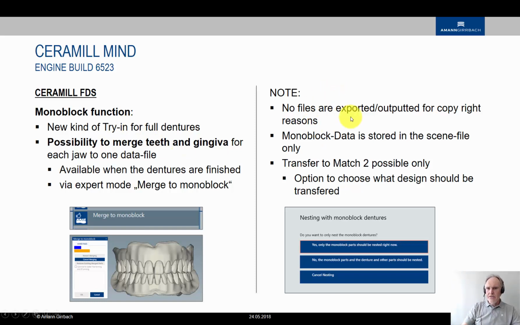As a note, these files are only output in the milling software, in a nesting software. They are not saved as open STL files, of course. They have a copyright reason. And if you want to transfer them to the mill, you have the possibilities to choose: you want to only mill the monoblock, or you mill the monoblock and the rest of the parts, or you can cancel the nesting.